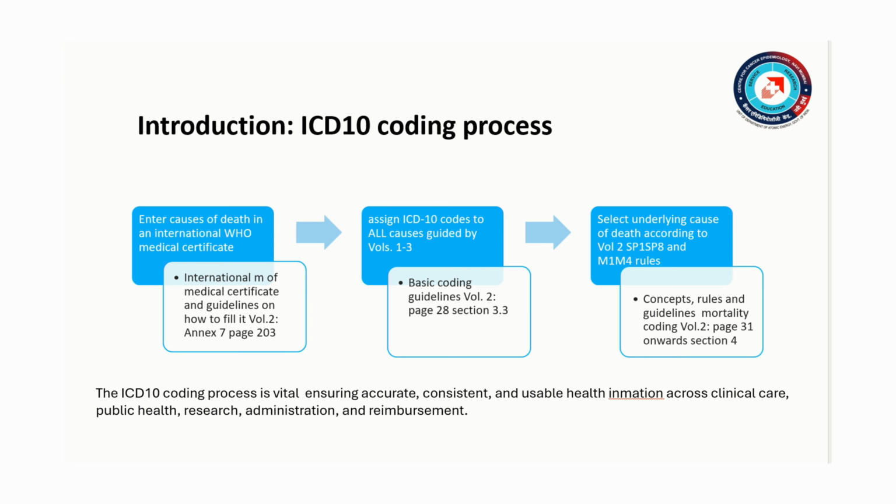As usual, we start by introducing the ICD-10 coding process, which is essentially a three-step process. The first step, you enter causes of death in an international WHO medical certificate. The second step is to assign ICD codes to all causes guided by volumes 1 to 3, and then you select the underlying cause of death according to volume 2, SP1, SP2, and M1 to 4 rules.